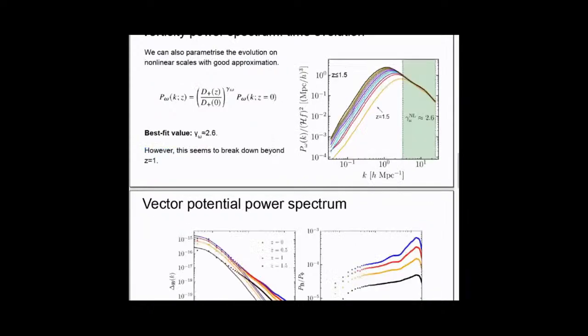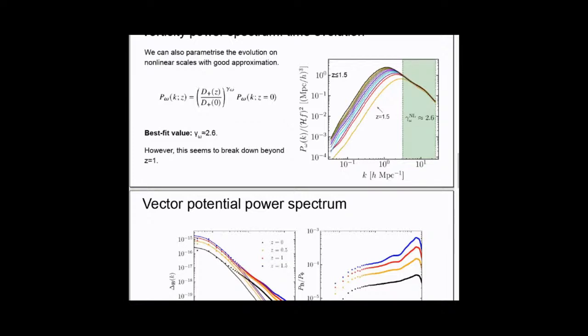We can play the same game and try to predict the evolution of the amplitude of the vorticity power spectrum on nonlinear scales. Now I'm looking at this green region here on the right. Again, this is the same vorticity power spectrum, but now scaled with a different index, which is this one. To get this value, you look at a given scale in this green range, follow the evolution at a fixed scale, and do a best fit, and you get this gamma nonlinear value. This is the value we have here.